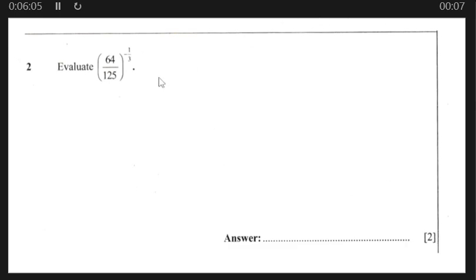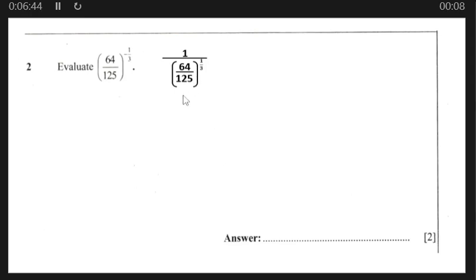Now to simplify this one, we must first get rid of the minus here. To get rid of the minus, we say 1 over a big line here, then we get this. Now we won't have a minus, so we have 1 over open brackets 64 over 125 close brackets, then to the power 1 over 3. This 1 over 3 now does not have the negative because it has been removed by this 1 over.